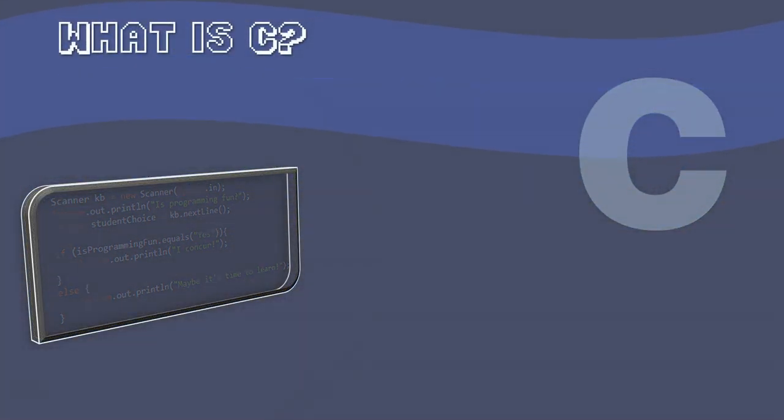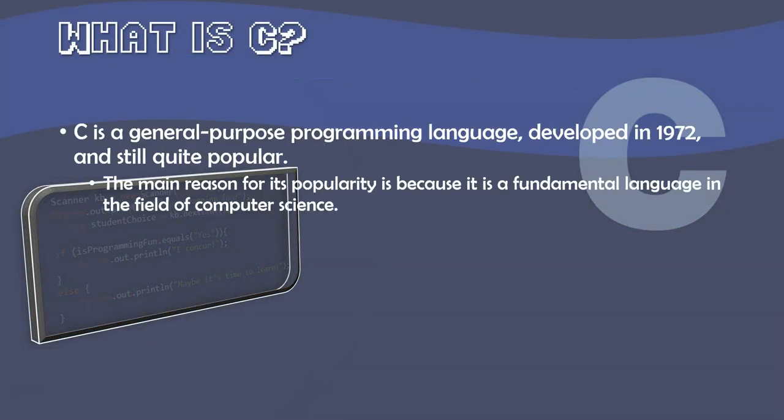So what exactly is C? Well, C is a general purpose programming language developed back in 1972, and it's still actually very popular. One of the main reasons why it's still so popular is because it's considered a fundamental language in the field of computer science. In fact, a lot of languages are based off of C, such as C++, C#, Java, etc.